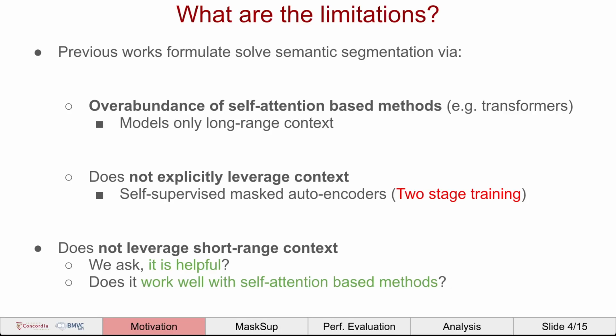Previous works on semantic segmentation include FCN and UNet, which are convolutional-based encoder-decoder networks, and have been further extended for improved performance. Some recent works have also demonstrated that modeling long-range context, typically via self-attention mechanism, translates into better segmentation performance. Further, methods have also been proposed that do not explicitly leverage context, such as self-supervised masked autoencoders. In this study, we figure out if short-range context is helpful and how it works with self-attention based methods for semantic segmentation.